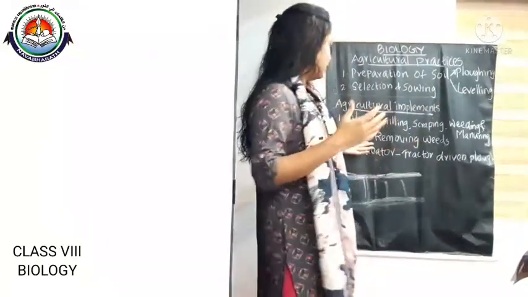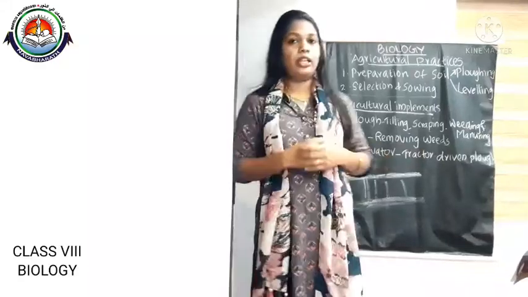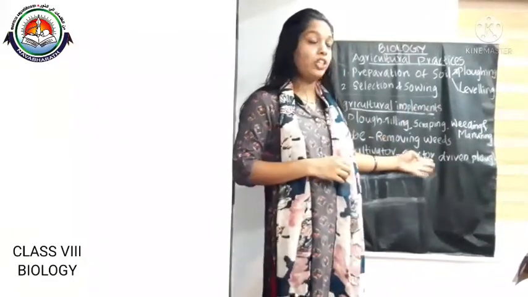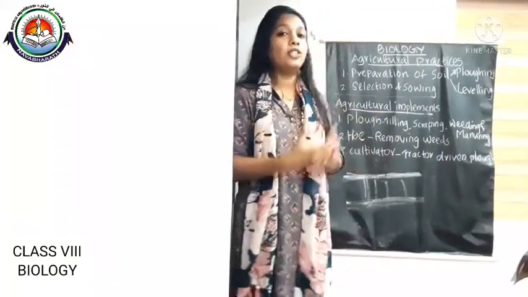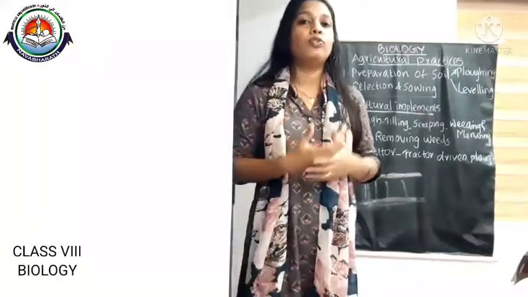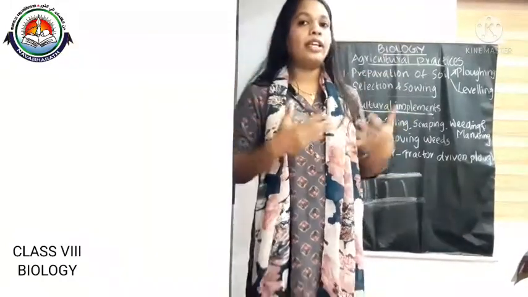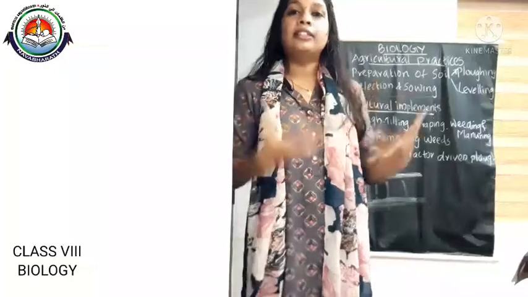And next is a cultivator. A cultivator is a tractor-driven plow that is used for plowing, or for loosening the soil nowadays, because it saves time and labor. That's why the tractor is used widely. Okay, that's about the agricultural implements that can be used for plowing the soil and also for loosening and turning the soil.